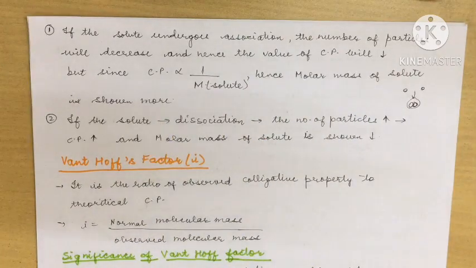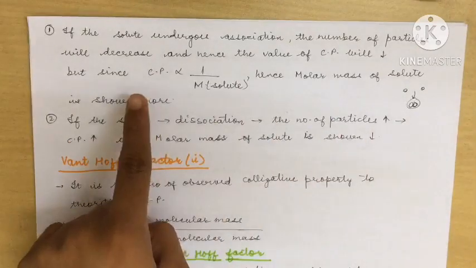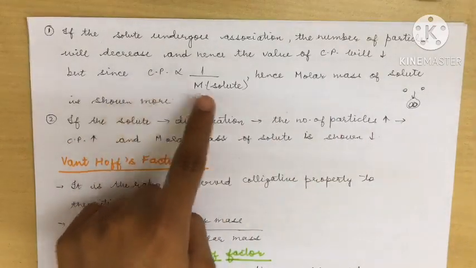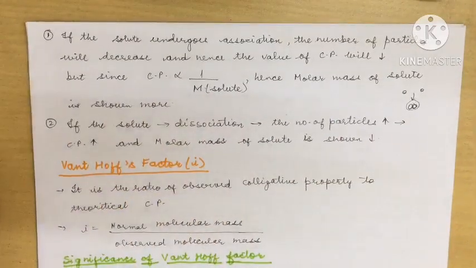That was the condition in acetic acid when I was saying that when acetic acid undergoes association, meaning when it dimerizes, in that condition the molecular mass will be more. From 60 gram per mole it converted to 120 gram per mole. Now why did it happen? Because the particles were fewer, so colligative properties were less, and because colligative properties were less, the molar mass increased.